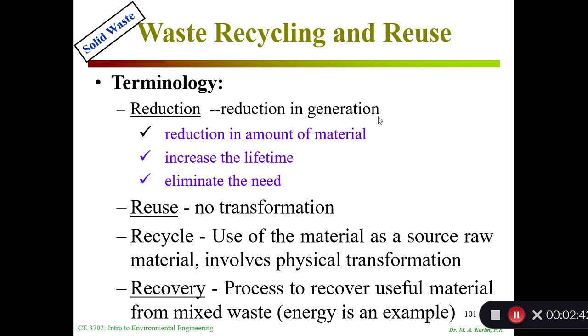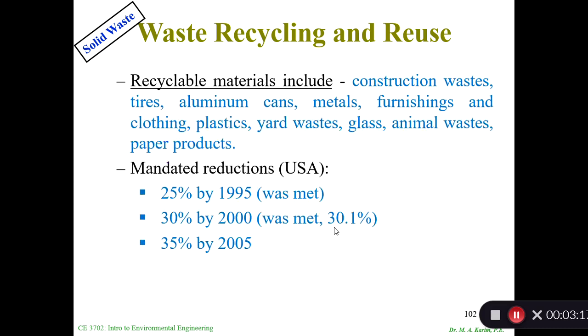So, waste recycling and reuse. We want to define a few terms because these are very important. Reduction in generation, reduction in amount of material, increase in lifetime, eliminate the need. Then the few terms that we will define: reuse, no transformation. Whenever we use it as it is without any form of physical or chemical transformation, we call it reuse. Recycling is use of material as a source of raw material, which involves physical, maybe chemical transformation. Recovery is a process to recover useful material from mixed waste. Energy is an example. Or it could be separation of some of the materials; glass, cardboard, and everything could be part of it.